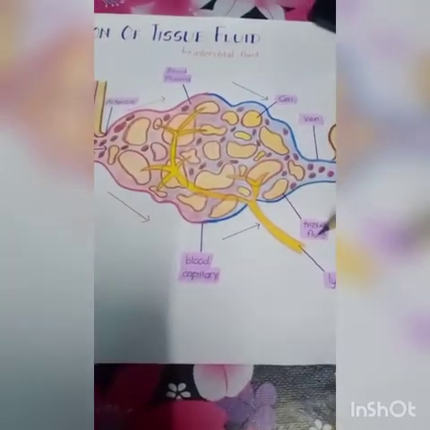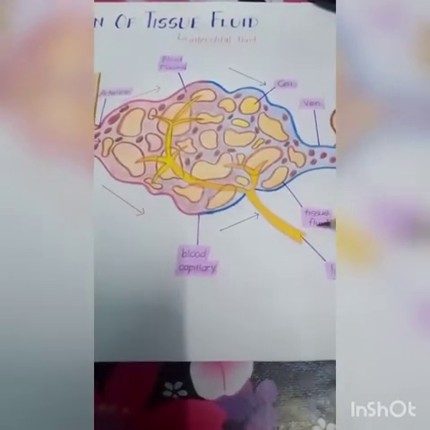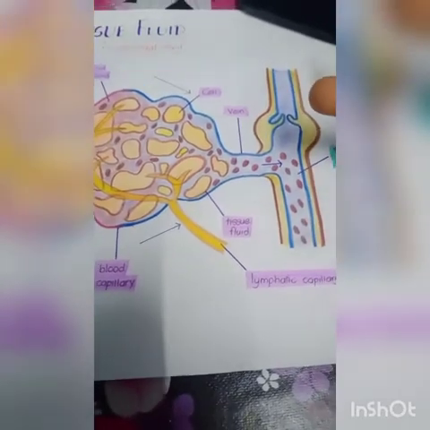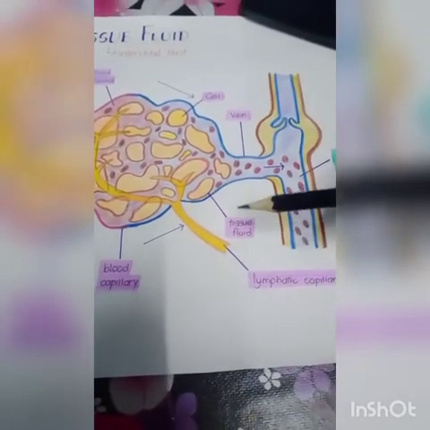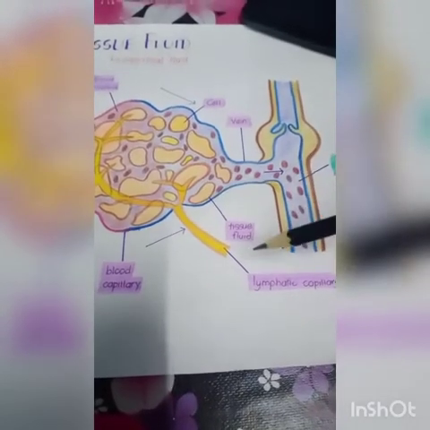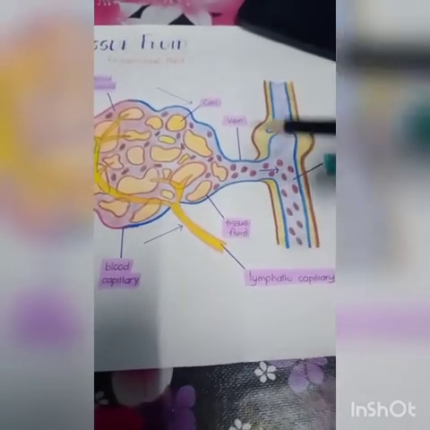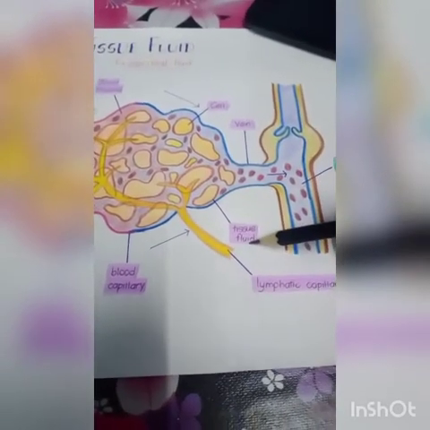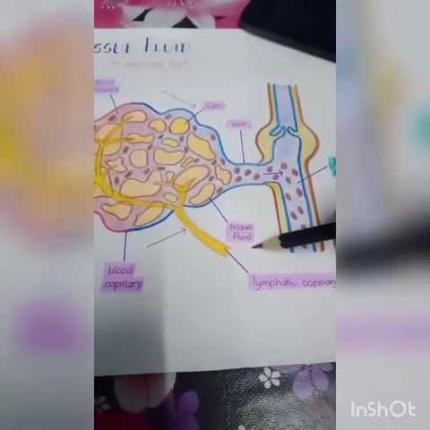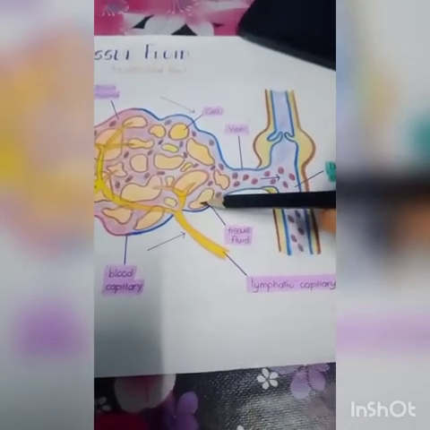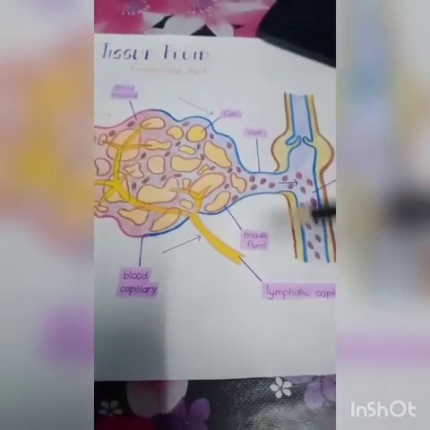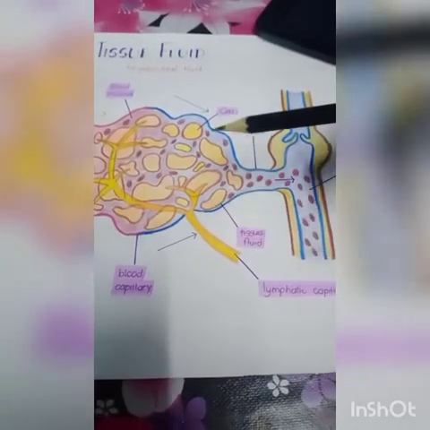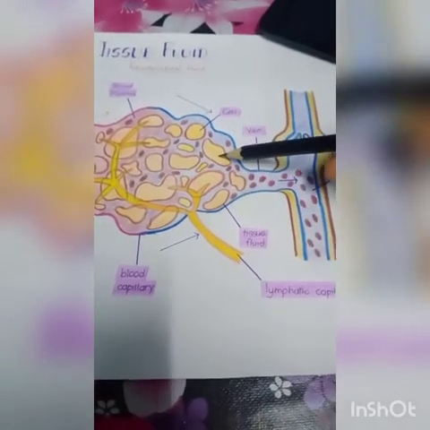For your info, this tissue fluid does not contain erythrocytes, platelets, and plasma protein, because all these components are too large to diffuse out from the blood capillaries. And what is the function of this tissue fluid? The tissue fluid allows the exchange of materials between the blood and cells to occur. The nutrients and the oxygen diffuse from the tissue fluid to our body cells.